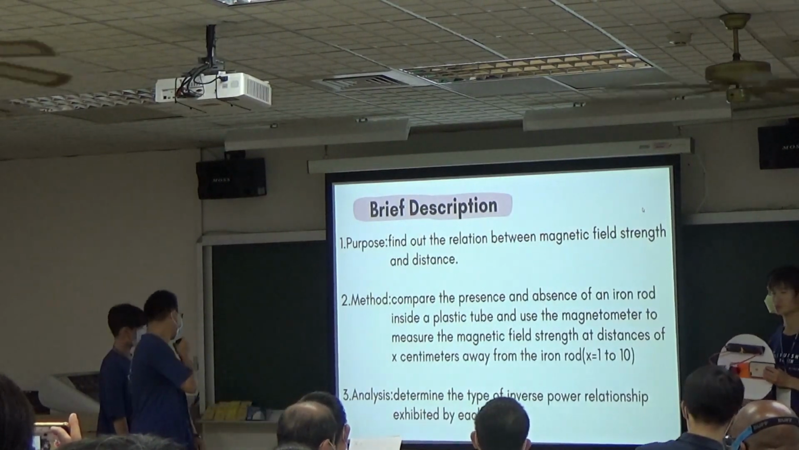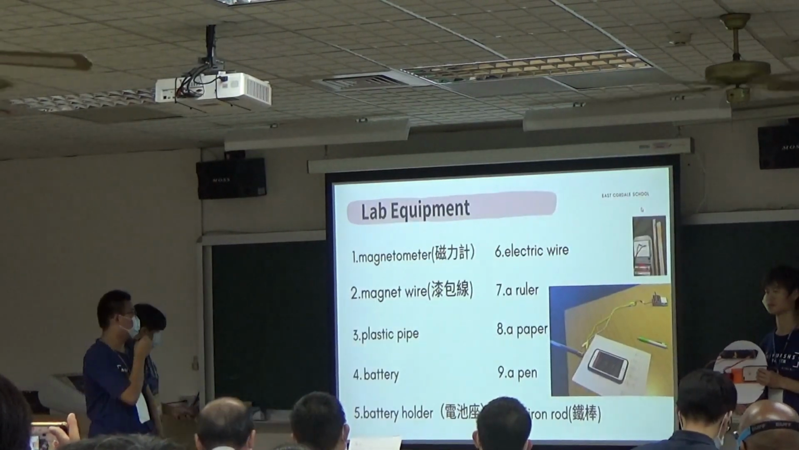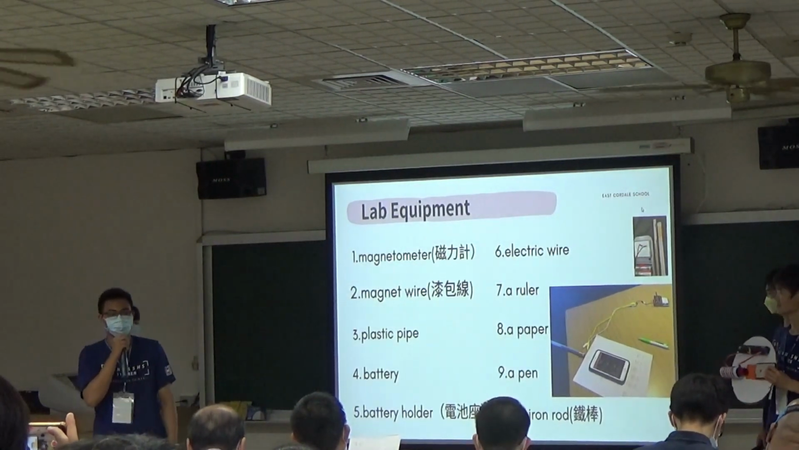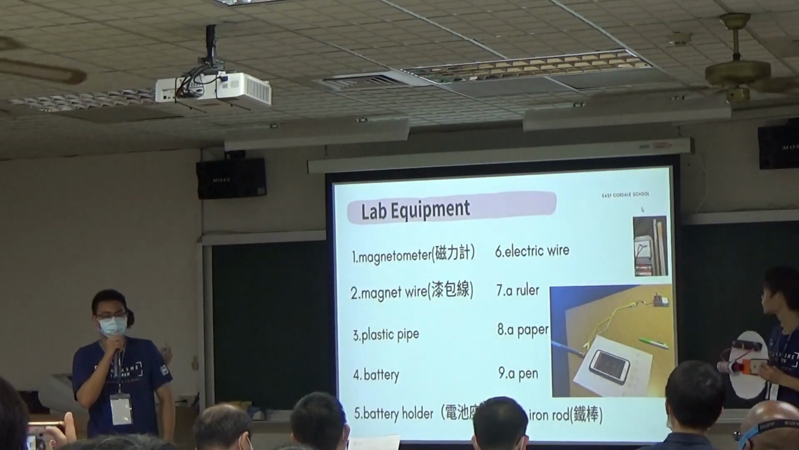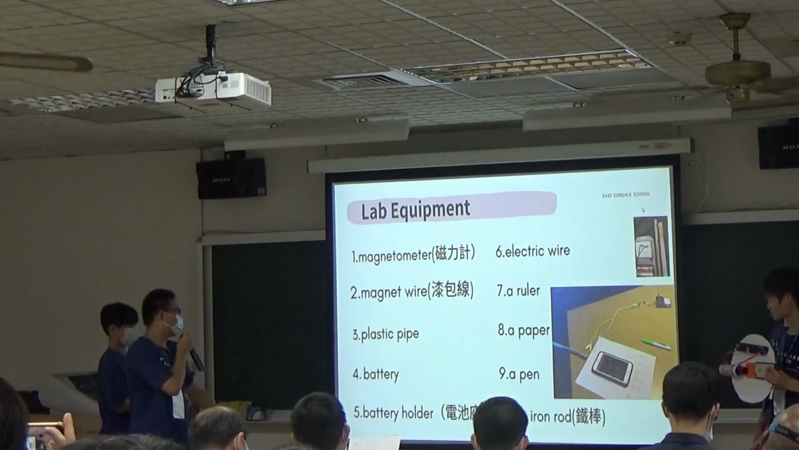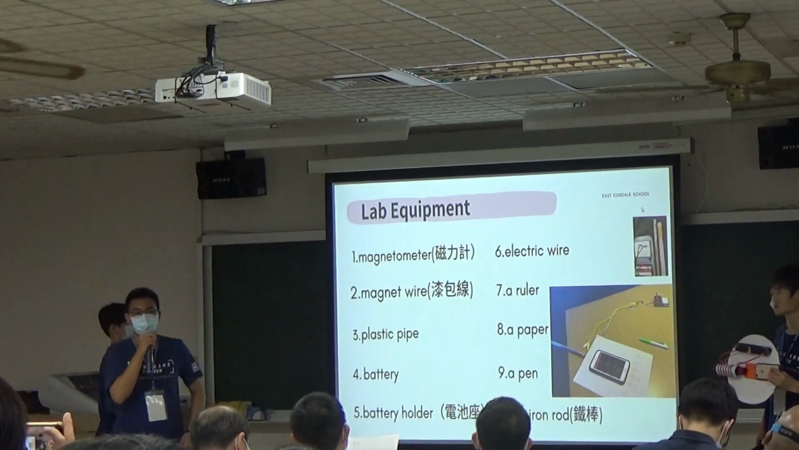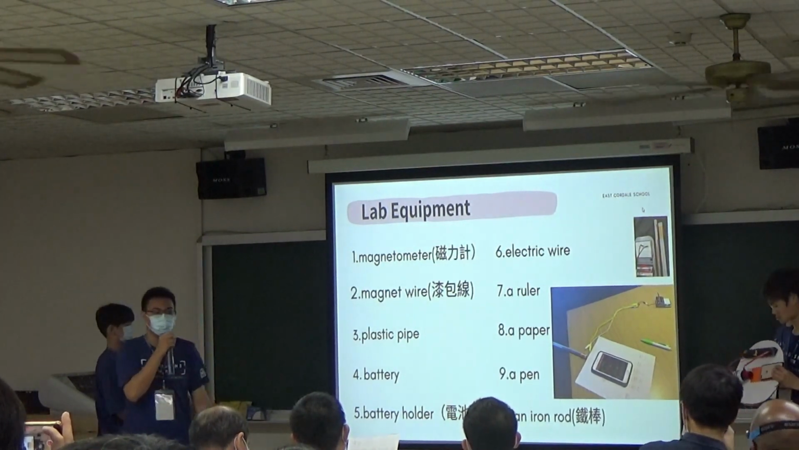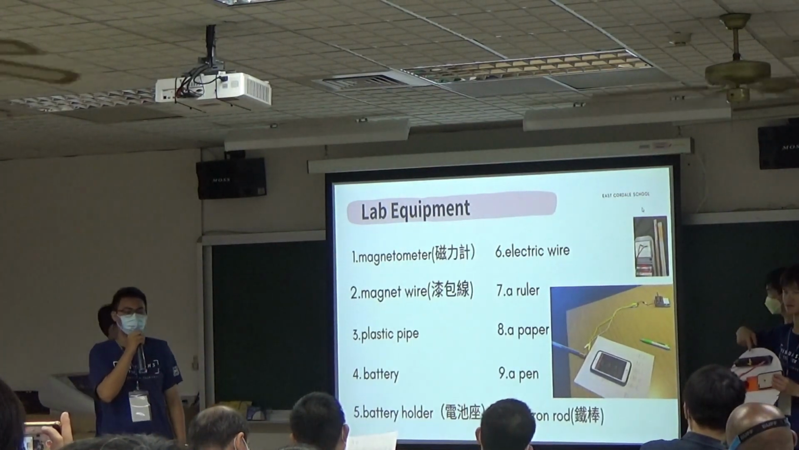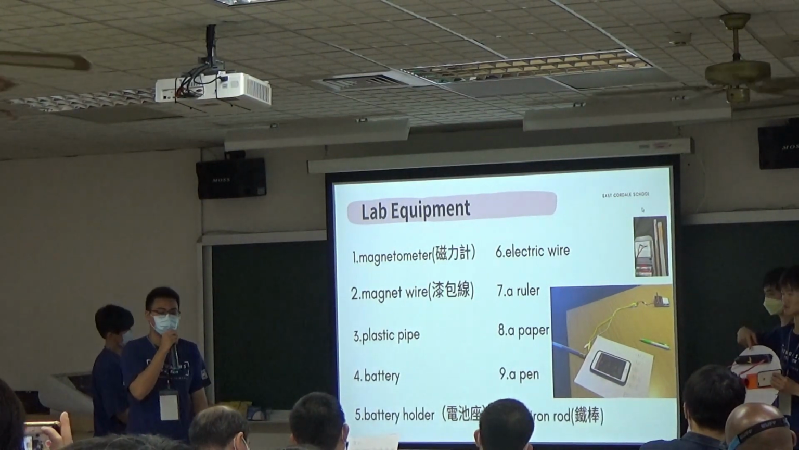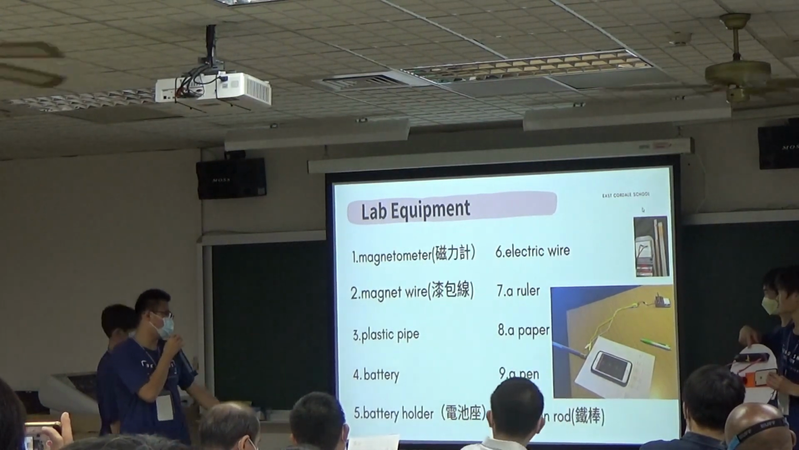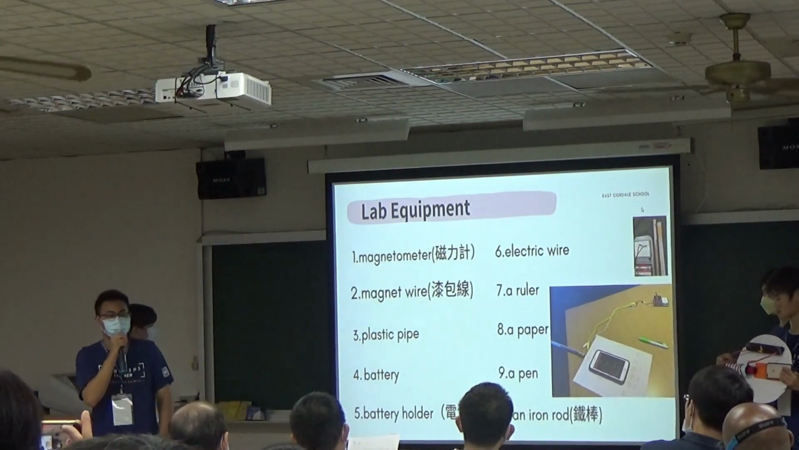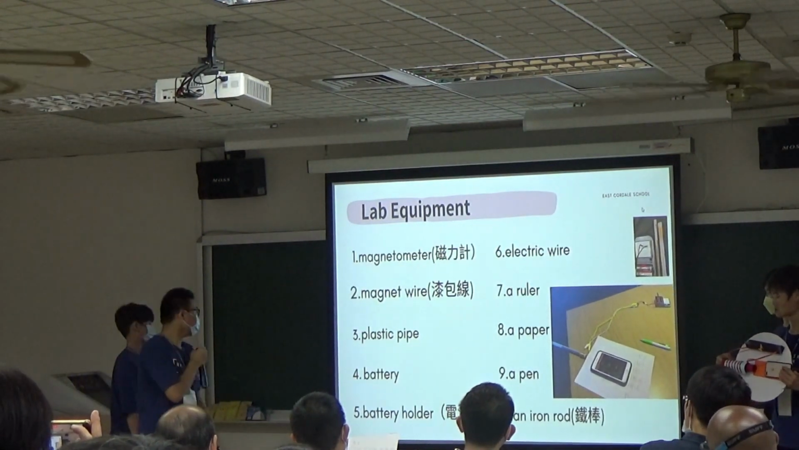And next, I'm going to talk about our lab equipment. First, magnetometer. We will use it to measure the magnetic field intensity. And second is magnet wire. We will tie it on the plastic pipe. And the third one is battery. We will put it into the battery holder so that it can provide the electric current. And the last one is an iron rod. We will put it into the plastic pipe so that it can lead to the magnetic field.